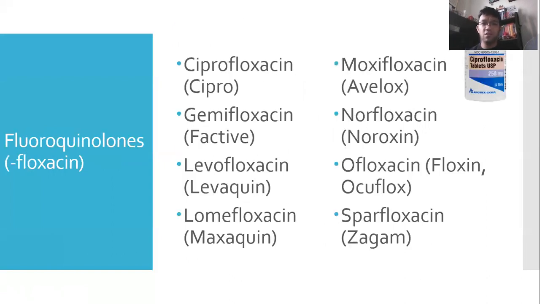Now we go to the fluoroquinolones. We have different types, different names: ciprofloxacin, Cipro; gemifloxacin, Factive; levofloxacin, Levaquin; lomefloxacin, Maxaquin; moxifloxacin, Avelox; norfloxacin, Noroxin; ofloxacin, Floxin and Ocuflox; and sparfloxacin, Zagam. So as you notice here, the common suffix is floxacin.